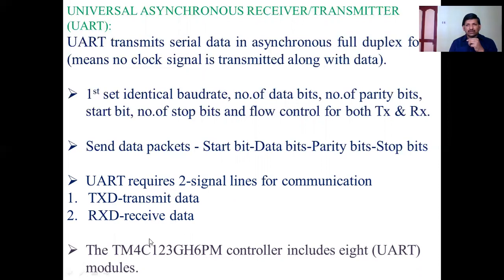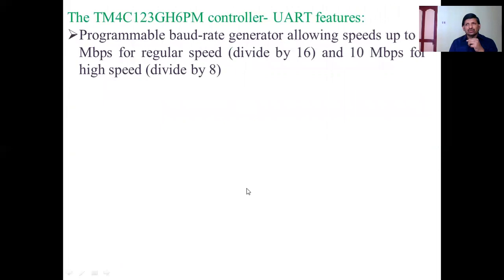The TM4C123GH6PM microcontroller includes 8 UART modules. So this microcontroller's UART features are: it contains a programmable baud rate generator providing different baud rates. One is 5 Mbps for regular speed by dividing the system clock by 16, and it provides 10 Mbps baud rates by dividing the system clock by 8. Like that, the baud rate is programmable by the user.